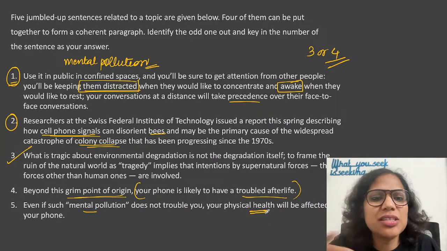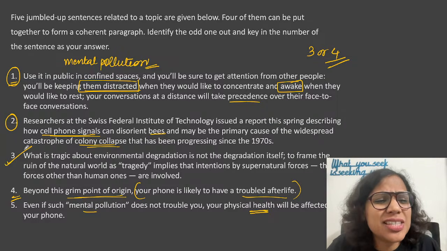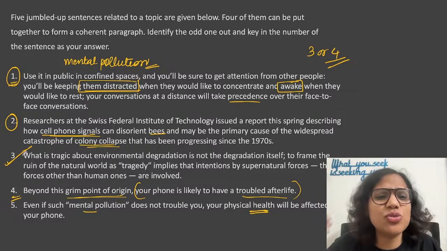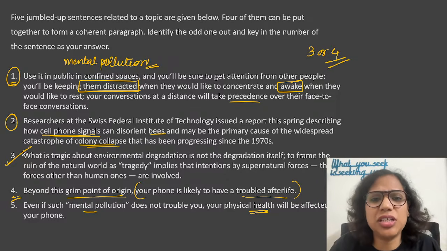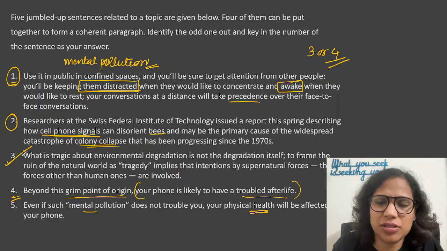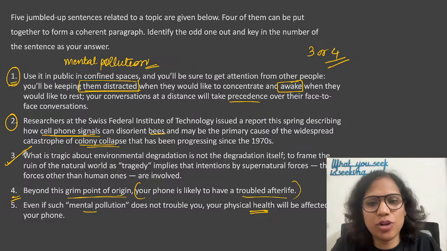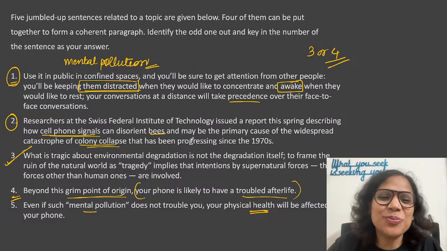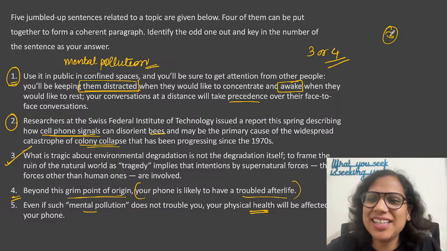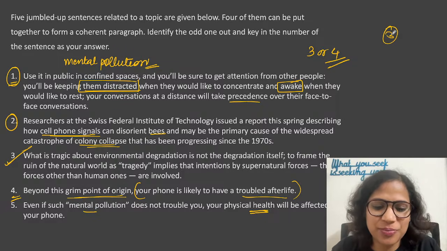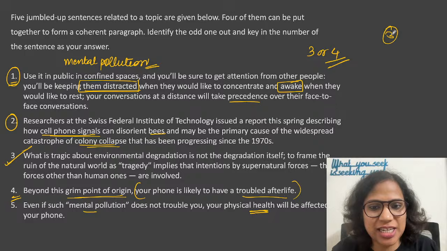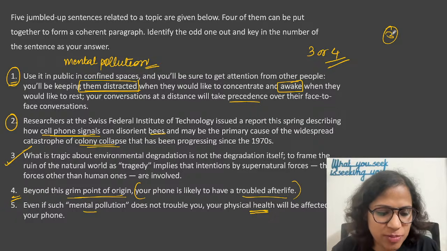Okay, so this is the point that is being introduced by 4 here. Whereas 3 just goes on a different tangent. It just goes on this tangent of environmental degradation, which is not at all the point here. It is about the harmful effects of a phone for you, or for let's say bees as well. So that's why it is 3. That is the odd one out. You were able to connect 4 and 5. Excellent, excellent. 4 talks about afterlife of the phone. That is different.